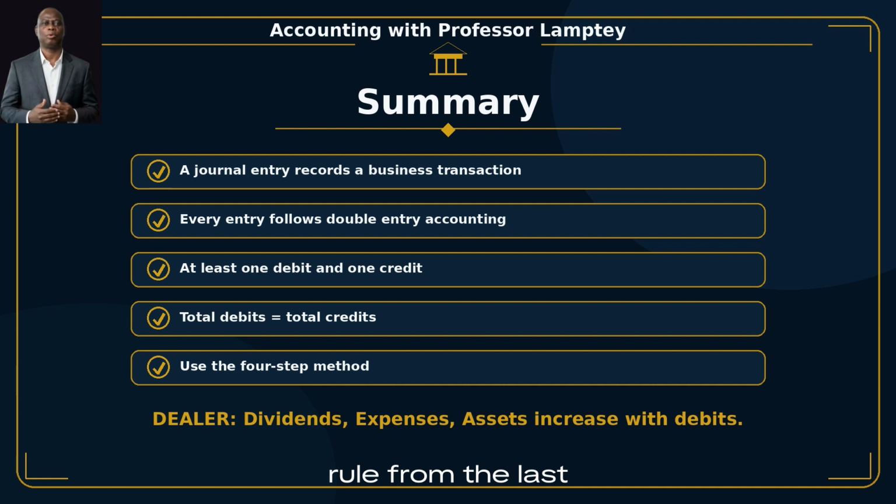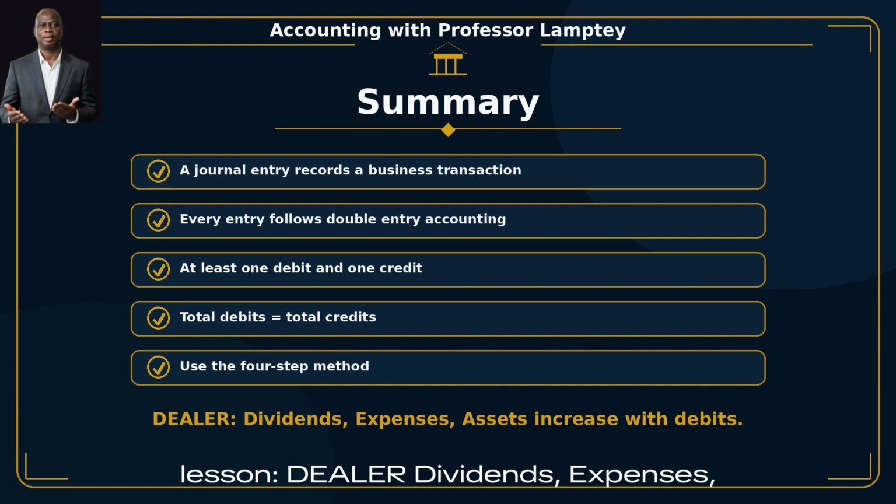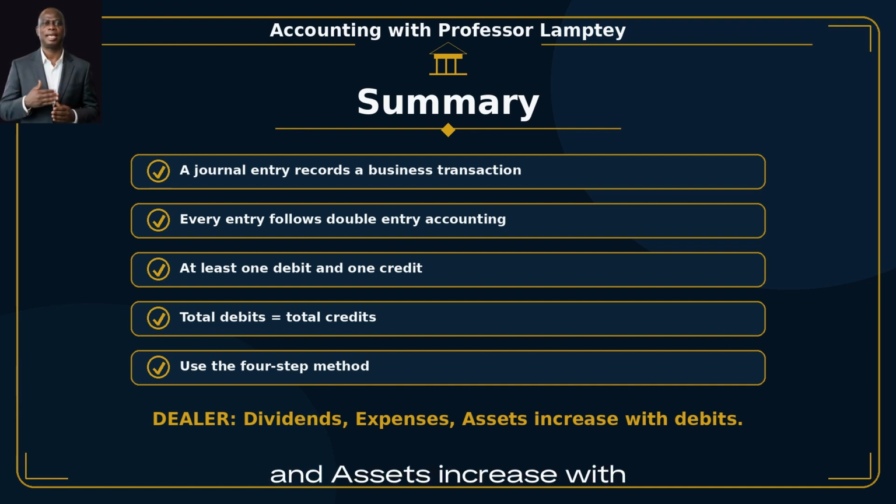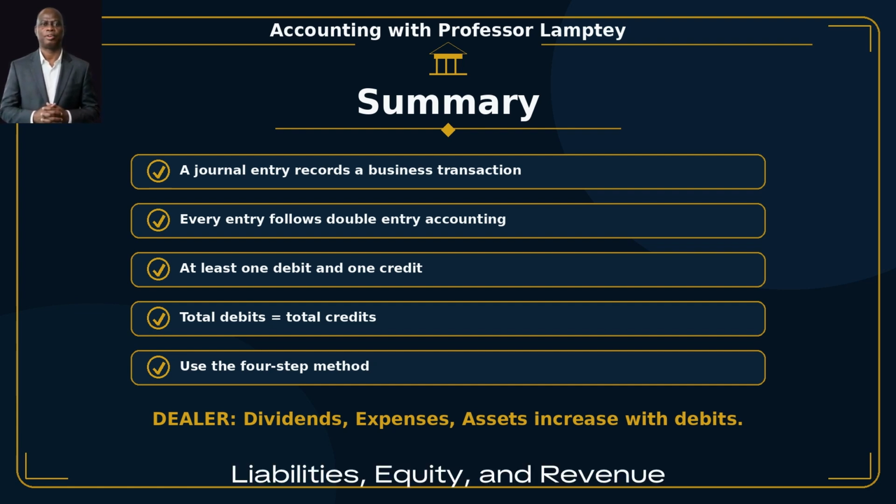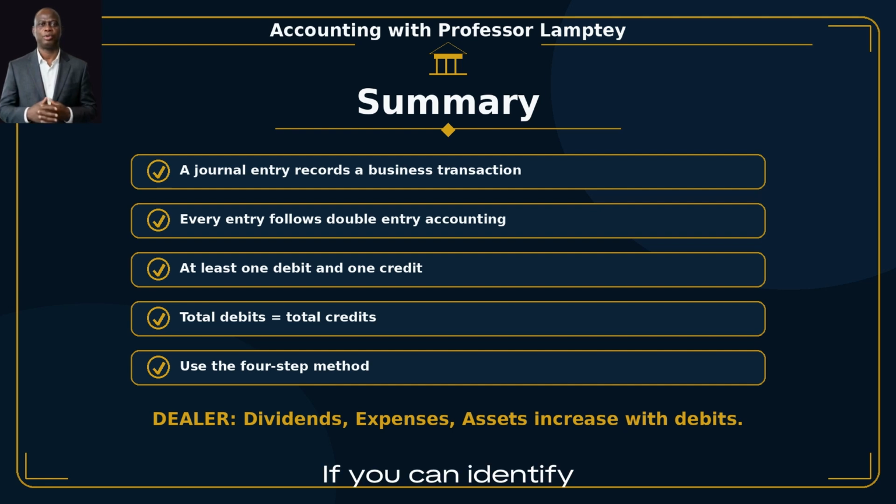And remember the key rule from the last lesson. Dealer. Dividends, expenses, and assets increase with debits. Liabilities, equity, and revenue increase with credits. If you can identify the accounts, classify them, and determine whether they increase or decrease, you can prepare the journal entry. That is the skill we are building.